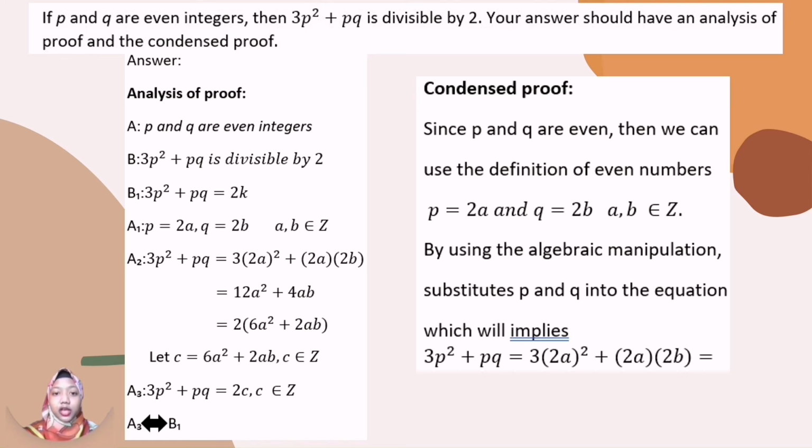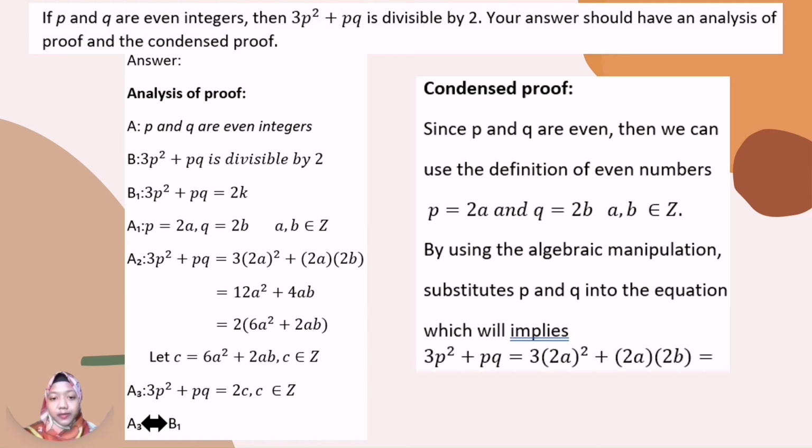You also should have an analysis of proof and a condensed proof. The analysis of proof is like the working solution, and the condensed proof is where you explain in words what you will do in the working solution. So let's look at the condensed proof first. Since p and q are even, we can use the definition of even numbers: p equals 2a and q equals 2b. ab is substituted with z.